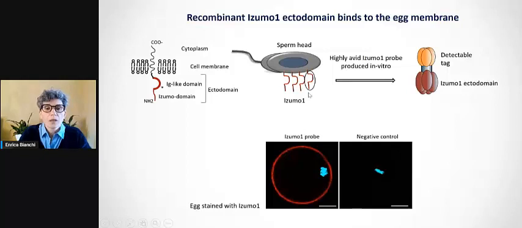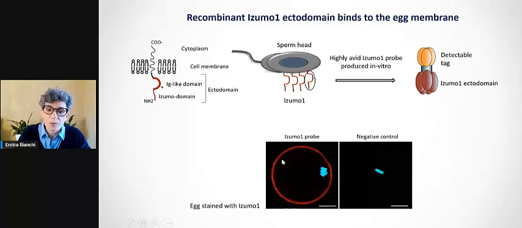So to try and answer this first question, we used a method that we routinely use in the lab. We can express the extracellular domain of Izumo-1, which is a single pass membrane protein, in our cell culture system. We express this domain as a soluble recombinant protein with a detectable tag. And to see whether Izumo had the ability to bind the oocyte membrane, we incubated ZP3 eggs with our probe.